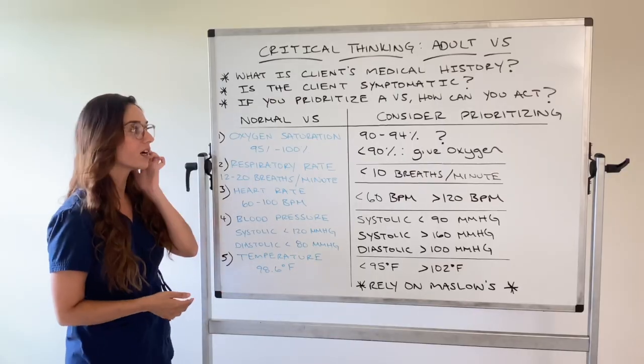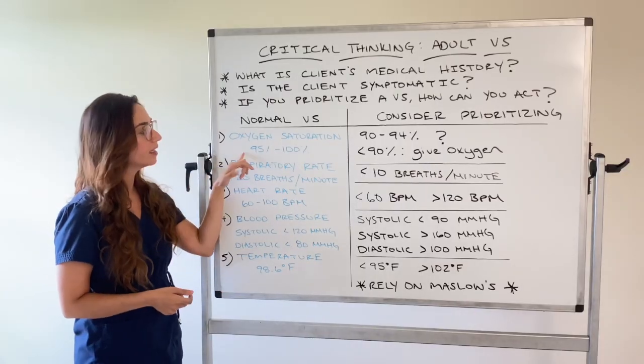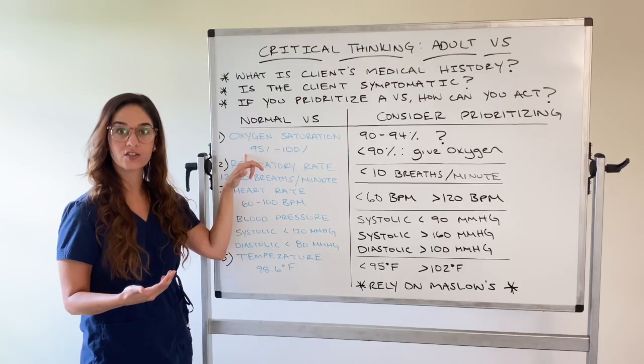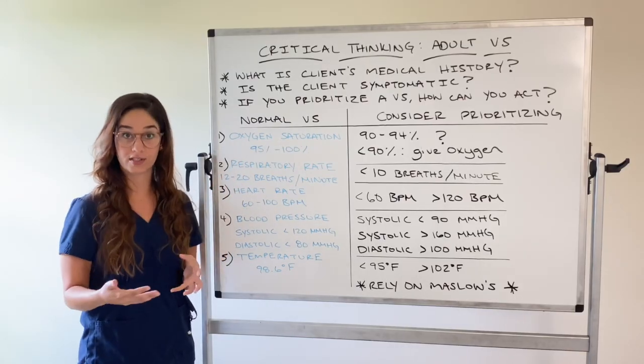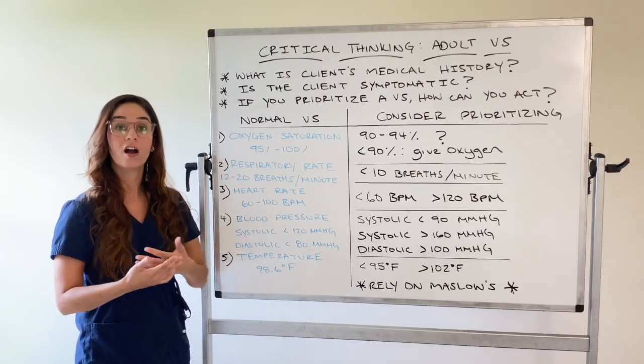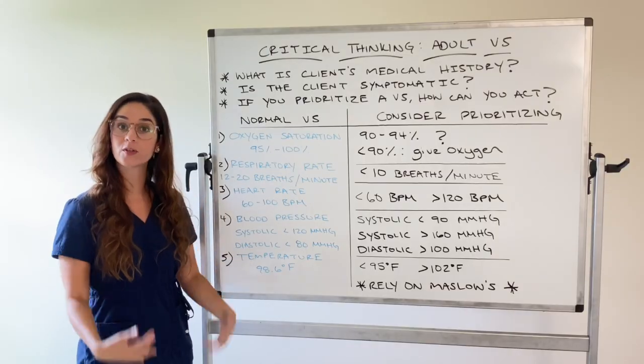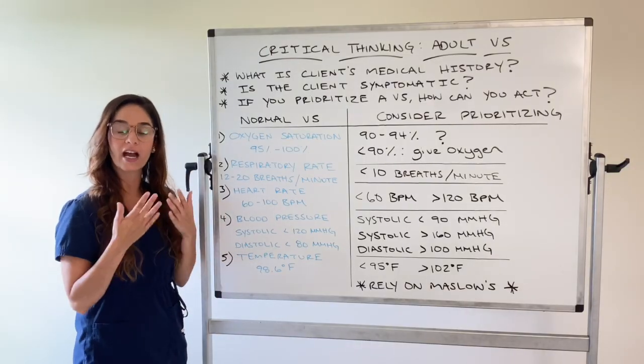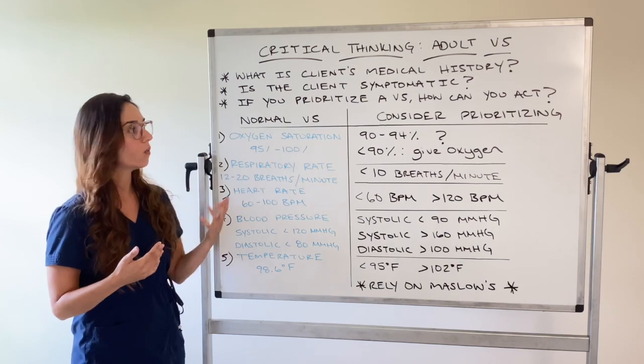Now, let's start with oxygen saturation. Ideally, we want adult clients to be 95% to 100%. That means they are oxygenated, their blood is perfusing the cells and the tissues, they have enough oxygen in their body.